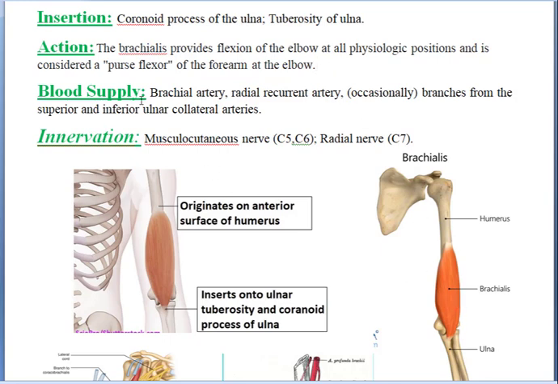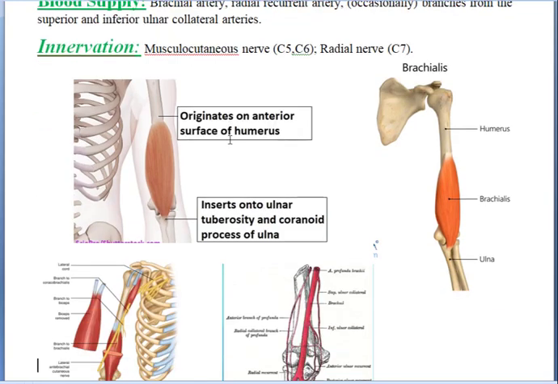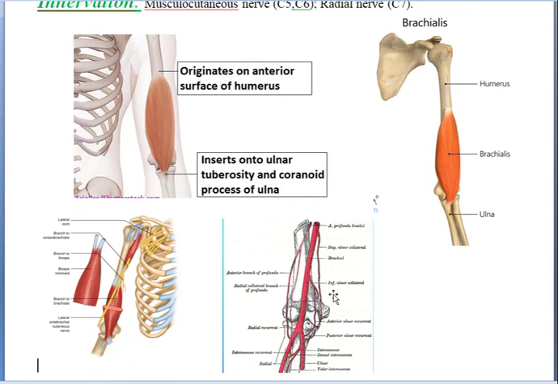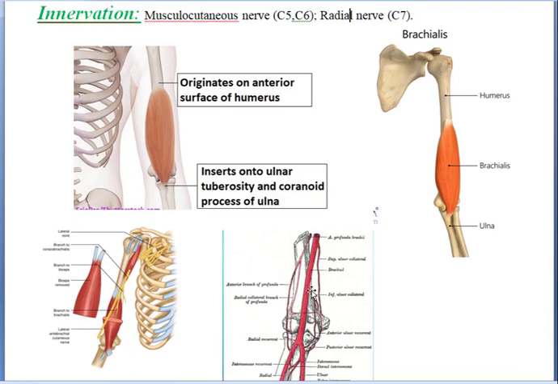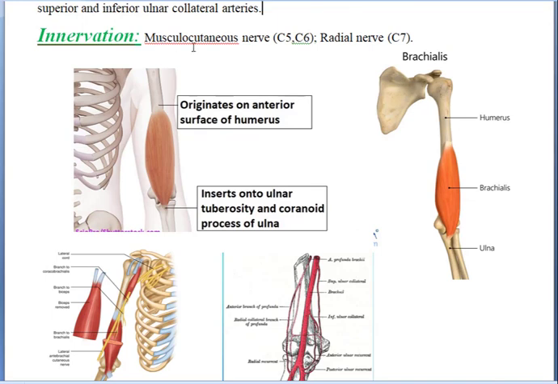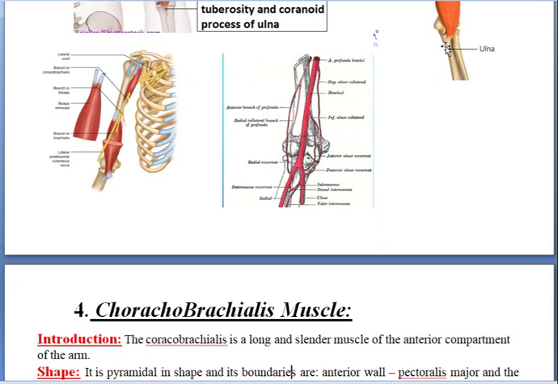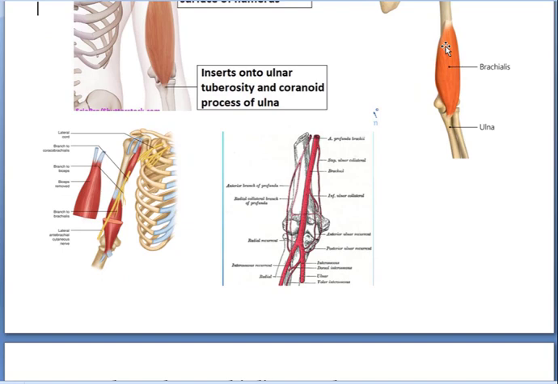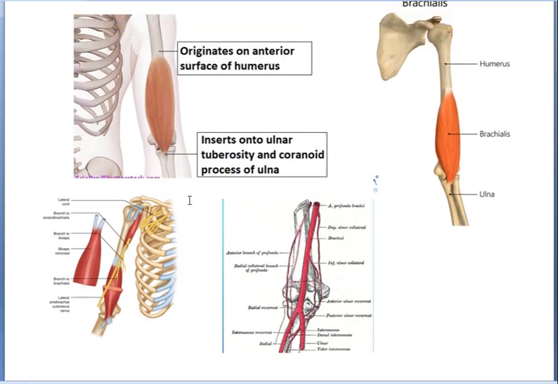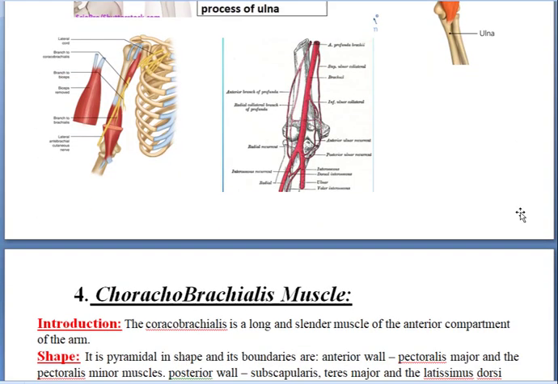And what is its blood supply? It gets its blood supply from the brachial artery, the radial recurrent artery, and the branches of the superior and inferior ulnar collateral arteries. So here I have shown the blood supply. And what is the innervation? It is innervated by the musculocutaneous nerve C5, C6 and a branch from the radial nerve which arises from C7. So here you will see in this diagram all the important points about it: the origin, the insertion, the blood supply and the innervation, right, friends.